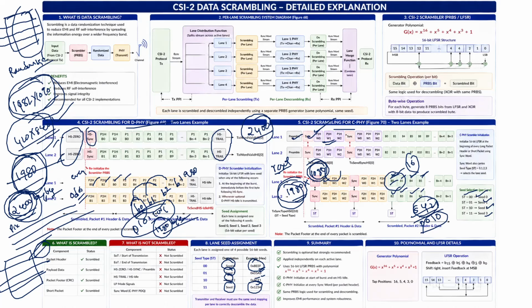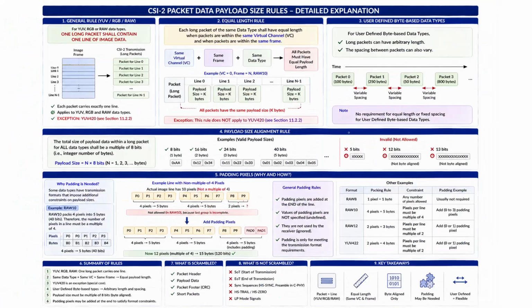So anything else here? That is the scrambling, versus what about that PRBS? Okay. So up to this you can take care of that, and the packet data and payload size rules we will explain tomorrow. So already 8 o'clock is completed.